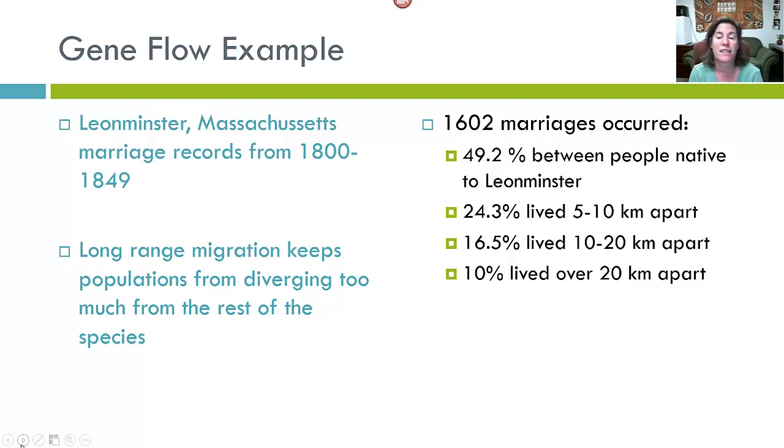24% lived 5 to 10 kilometers apart, 16% lived 10 to 20 kilometers apart, and 10% lived over 20 kilometers apart. So the majority of them were very, very close, and only a small number of them were marriages from a distance away. The point that you need to understand is long-range migration keeps populations from diverging too much from the rest of the species. So all you need is a little bit of gene flow from the edges of your population to keep it homogeneous with the rest of the population.